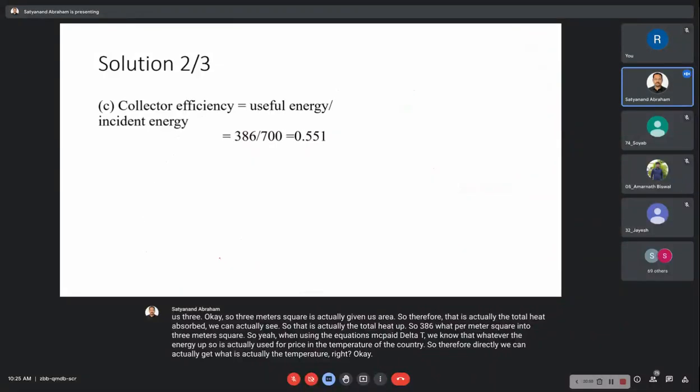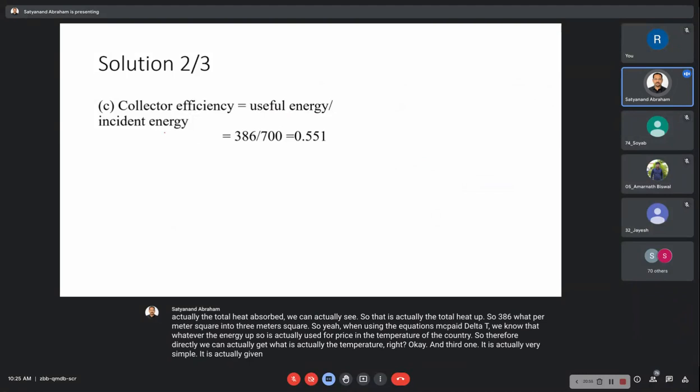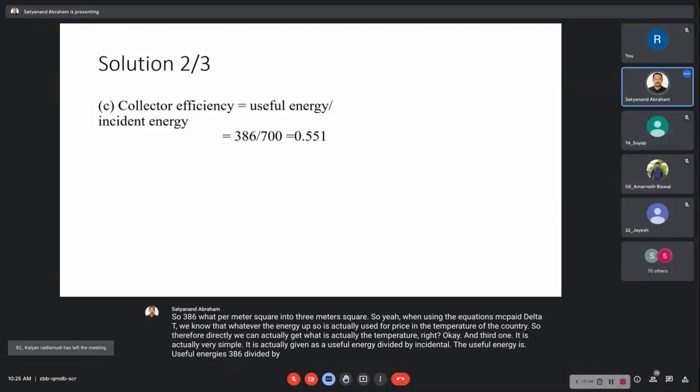And the third one is very simple. It is given as useful energy divided by incident energy. The useful energy is 386 divided by 700.